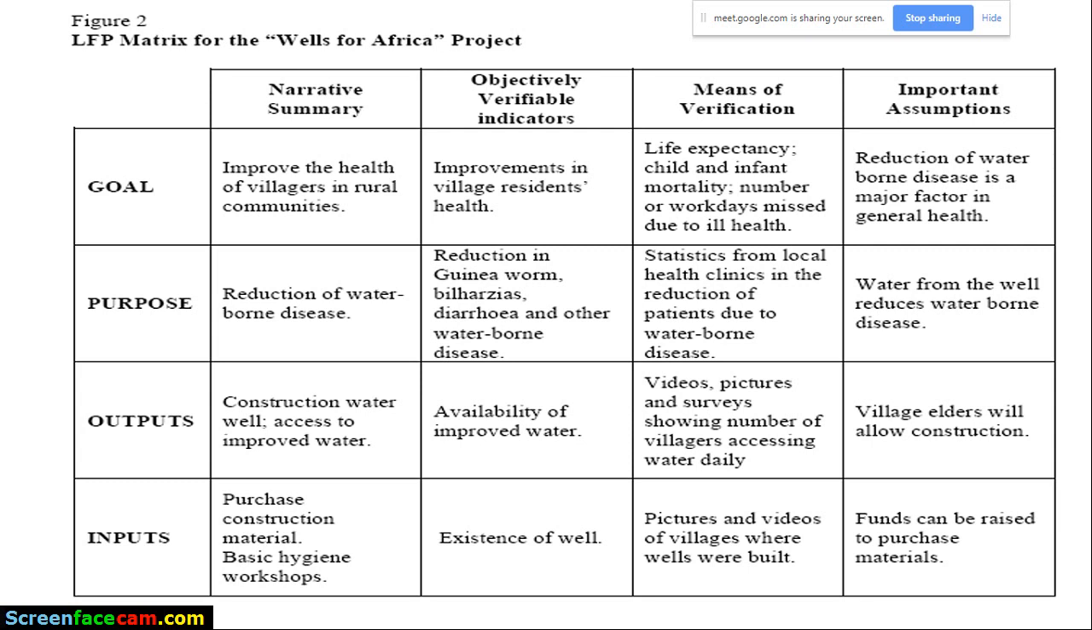Construction, water well: could this be an activity or an output or what? Yeah. Exactly. So how can we convert this into an output? Yeah. Exactly. You've put it so well. Water well constructed, as simple as that. Are we together? Exactly. We move on to the purpose, which is the outcome.